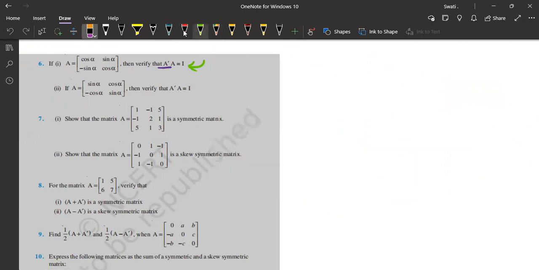In the second question, we have the matrix A given, right? And we need to verify the same thing: A transpose times A is equal to I.